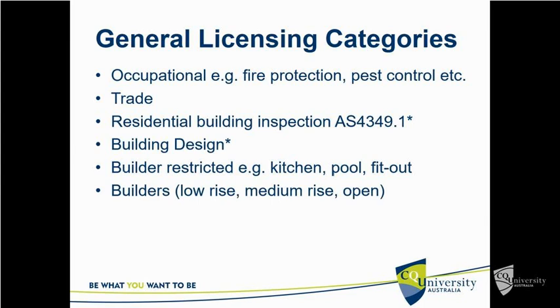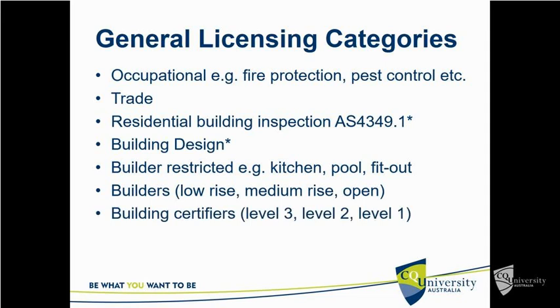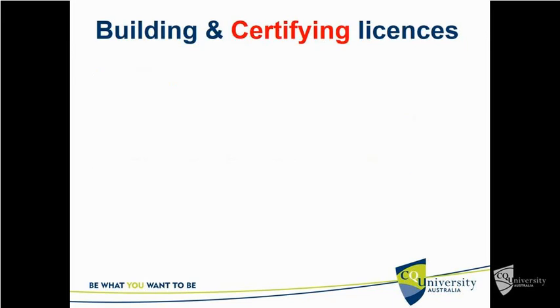Builders, they have 3 different levels of builder. Low risers doing houses up to 2 stories, medium rise, and then there's the open, which is anything. You can build any. You build a nuclear reactor, I suppose. Silly example, but you can build big things with that. Building certifiers are also split down into 3 levels, which sort of tie up with the builder's levels. So building and certifier licenses. The certifiers licenses are going to be in red to try and make it clearer for you.